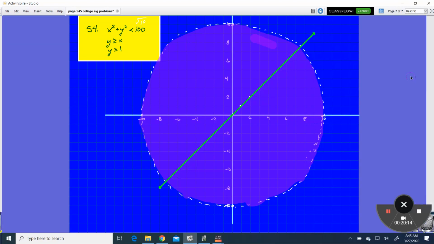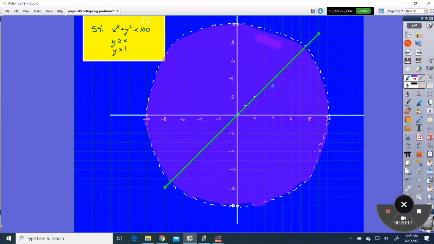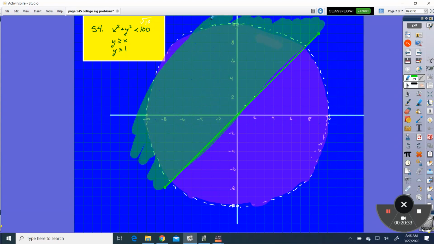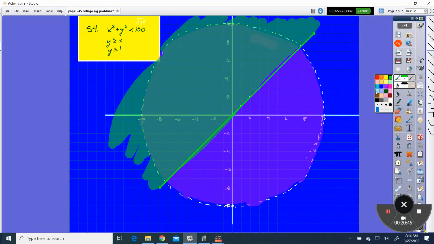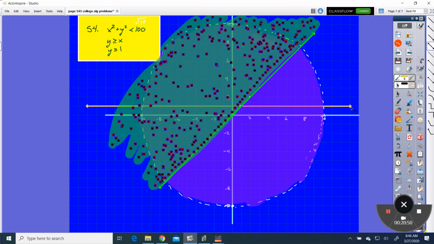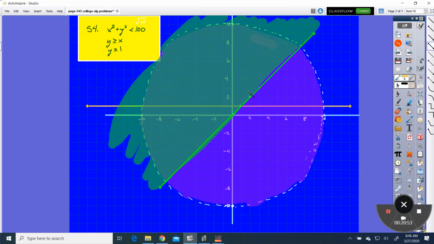Hopefully it stays there. So now it says to shade y is greater than, so that means I should shade above this line. So that's me shading above the line. So everything above the line, inside and outside the circle. So far the only place where they intersect is in here. And now y is greater than or equal to 1. That's going to be a solid line that goes right through 1. And it's going to be shaded above that.